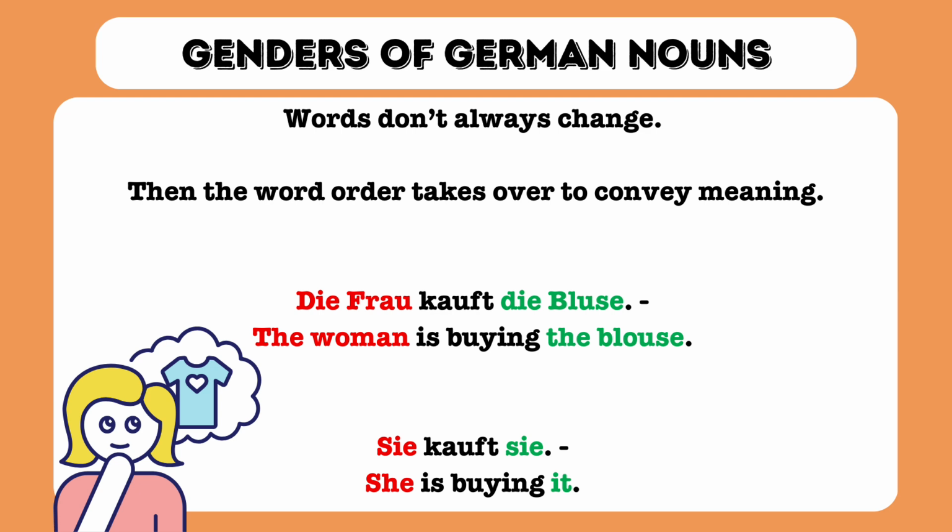Die Frau kauft die Bluse. The woman is buying the blouse. Sie kauft sie shows you she is buying it. The only way that we really know which one is which is because the word order tells us so. Otherwise, we would assume that the second sie is the same as the first sie. It's really not clear which one is which because it's the same word. Because it's die Frau and die Bluse, it's using the same pronoun, sie and sie. So in this case, we have to use the word order to tell us which one is verbing the other, or which one is buying the other.